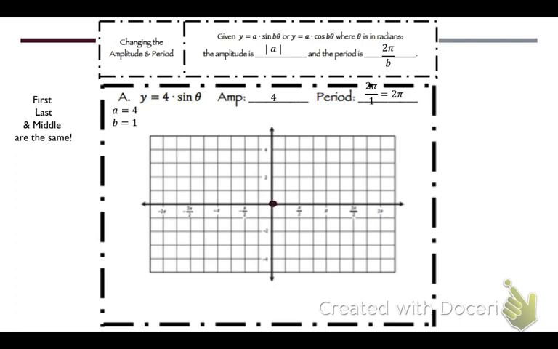So my first point's at 0, 0. My last point's at 2 pi. My middle point is at pi. Then I'm going to go halfway between the first two, go up my amplitude, halfway between the second two, go down my amplitude. My amplitude is 4, so I'm going clear up to 4. Then I'm going to go at 3 pi over 2, and I'm going to go down 4. And then there's that S shape.